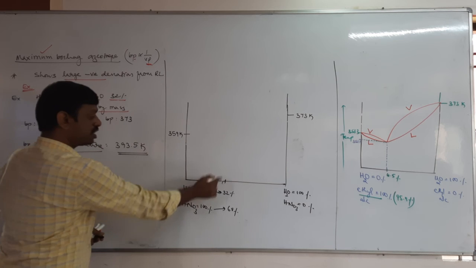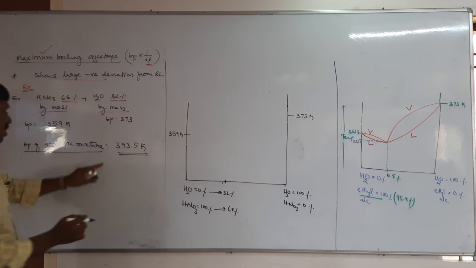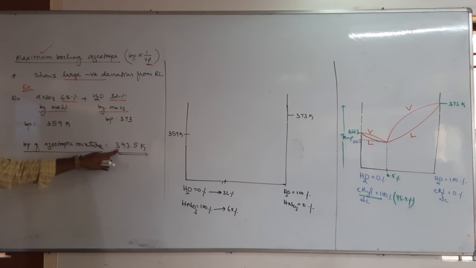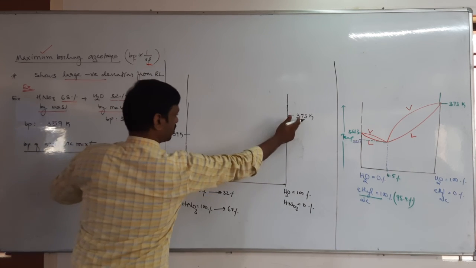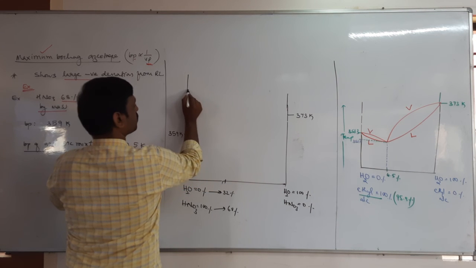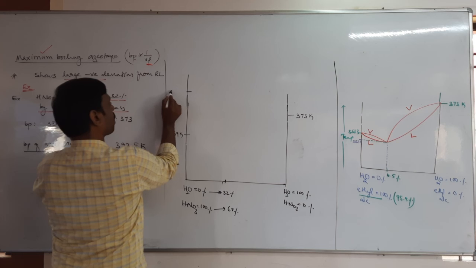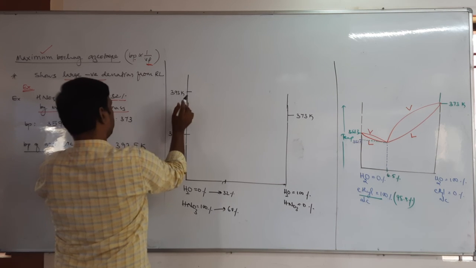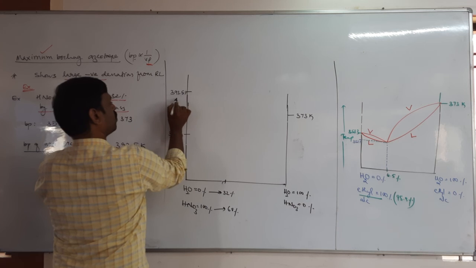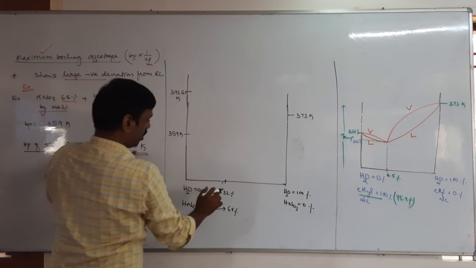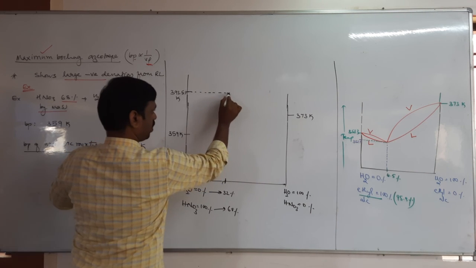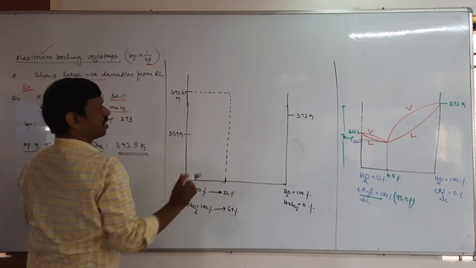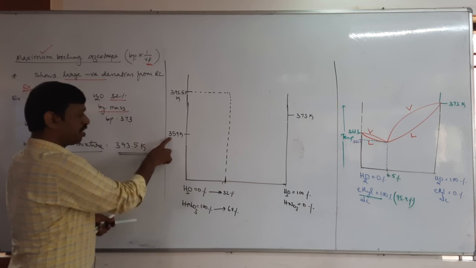68%. Fine. It boils at what temperature? It is more than water as well as HNO3. 393.5. So 393 means somewhere it's more than this also, right? If it is 373, you can take somewhere here. Okay, 393.5 Kelvin. Then the composition is here, no? So therefore, if you take this somewhere here, yes or no?